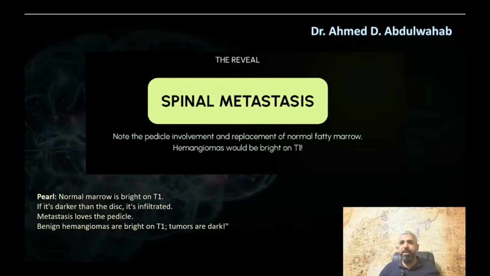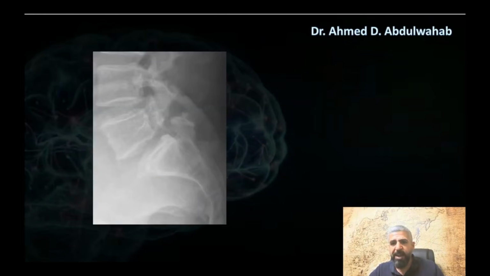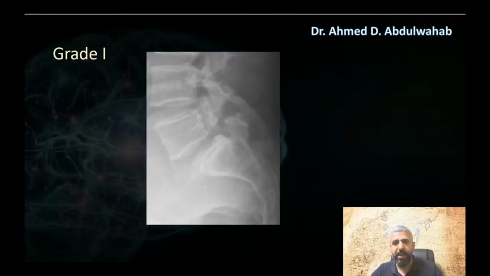Are you ready for the third flash round? Flash round number 3. It's called the alignment. Look at the slip. What grade is this? A vertebral body, and this is another vertebral body. Is it grade 1, 2, 3, 4? This is definitely grade 1, in which less than 25% or 1/4 of the vertebra is slipping. This is grade 1 anterolisthesis.